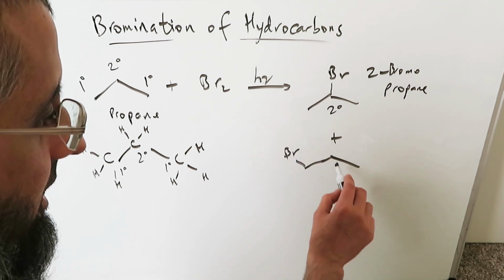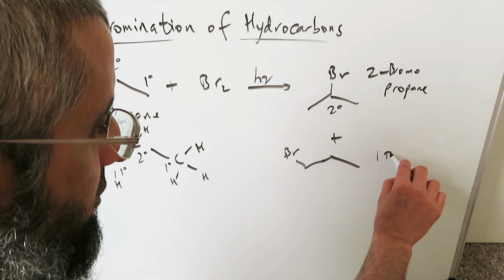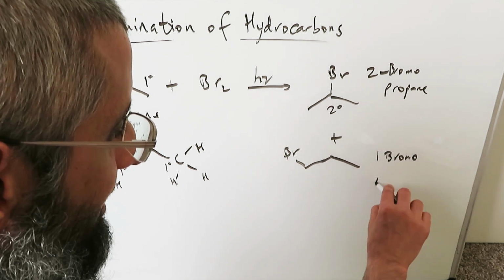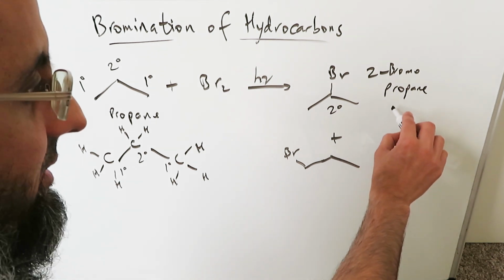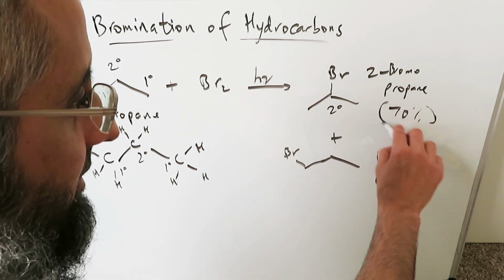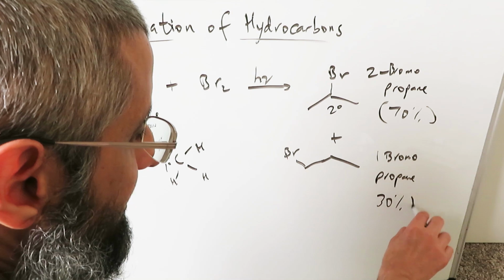You will also have this other item generate, where you will have a bromine here, and this we will call 1-bromopropane. This will be the less likely outcome, but it will still be an outcome. This one right here will be the majority of the percentage, around 70%. This right here will be less, about 30%.